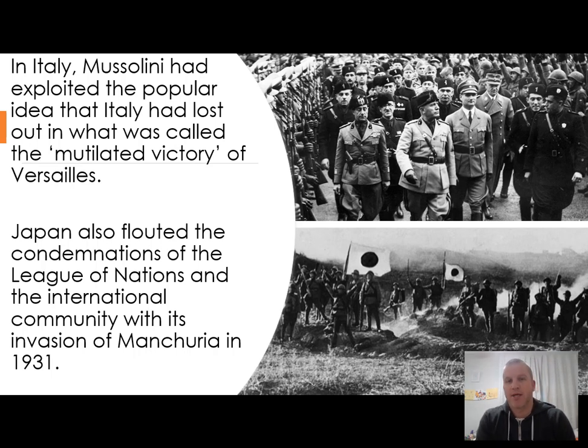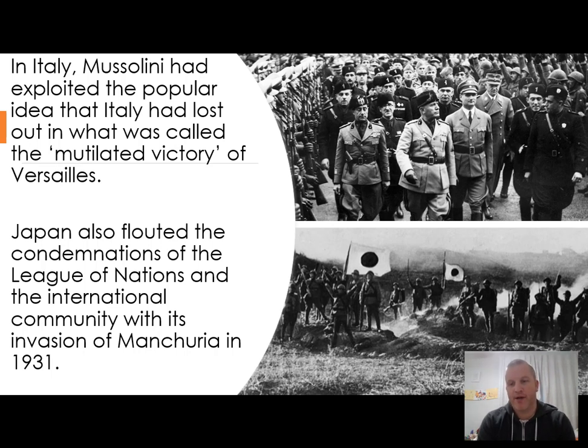In Italy, Mussolini really exploits the idea that Italy had actually lost out thanks to the Treaty of Versailles. They weren't really included. Italy didn't do a lot in World War One, and so I suppose you could argue that, while they were technically part of the victors, why should they really be included when they didn't do much in the war? But Mussolini really manipulates that point in order to gain a lot of popularity.